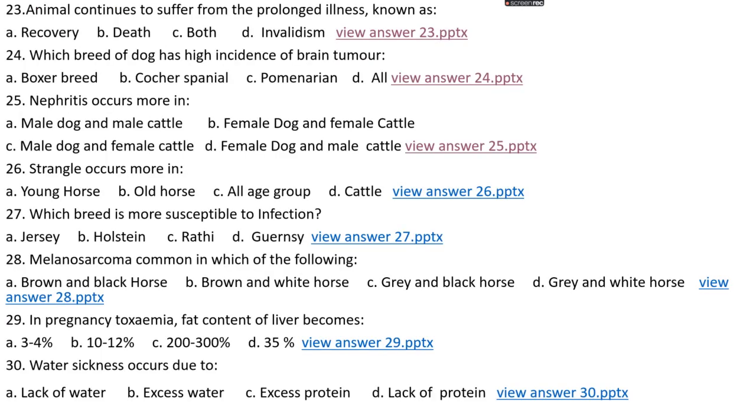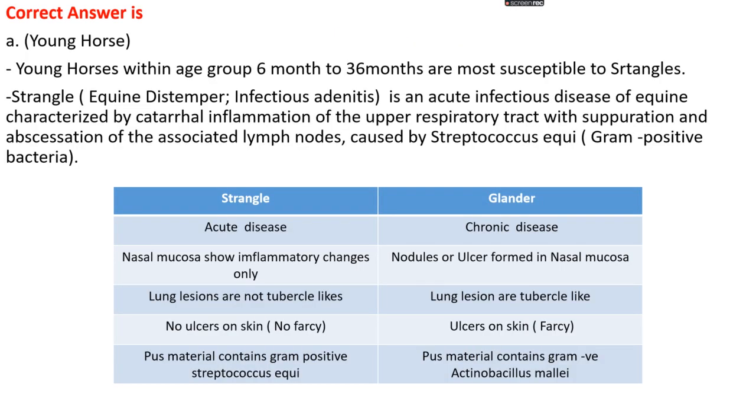Okay. Question number 26. Strangles occurs more in option A, young horse. Option B, old horse. Option C, all age group. Option D, cattle. The right answer is option A, that is young horse. Young horses within the age group of 6 to 36 months are more susceptible to strangles.